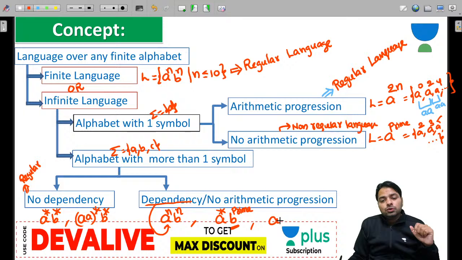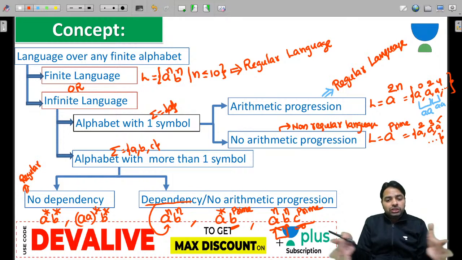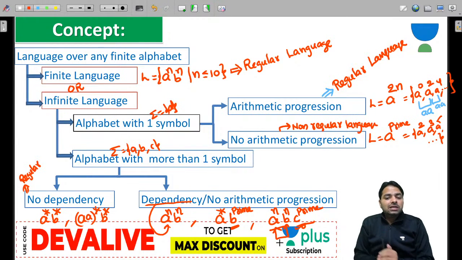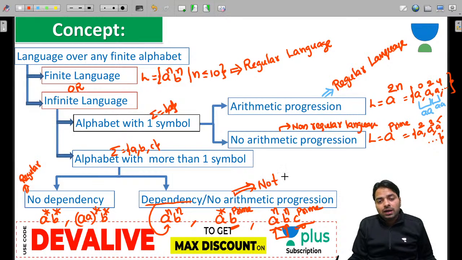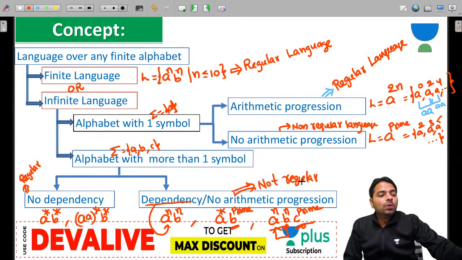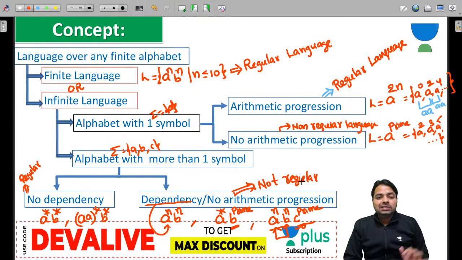Sometimes you may have both of them, like a power n, b power n, c power prime, and here dependency is there between a and b, and c is not forming AP. So such languages are infinite and they have more than one symbol, and they might have dependency, or they might not be forming AP, or they might have both. So such languages are called non-regular languages. Clear this point? So we need to understand regular languages and non-regular languages.